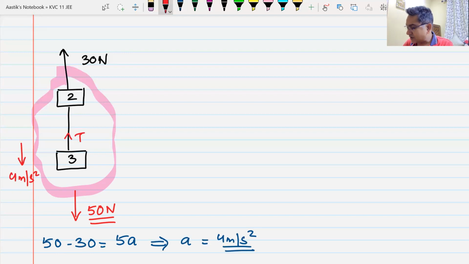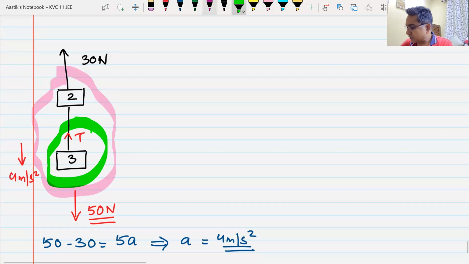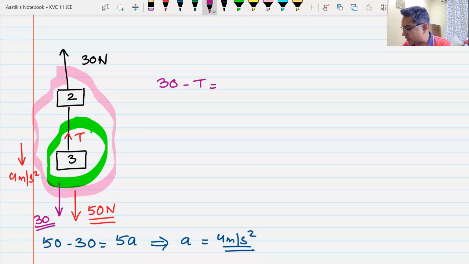If you want to find out this tension, you can take this as one system. The downward force on this system, the green one, will be 30 newtons. It is moving downwards, so 30 minus T will be equal to 3a. So T becomes 18 newtons. Yes or no? Anyone got this?